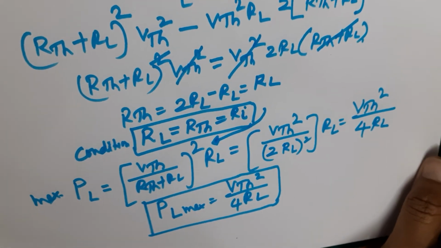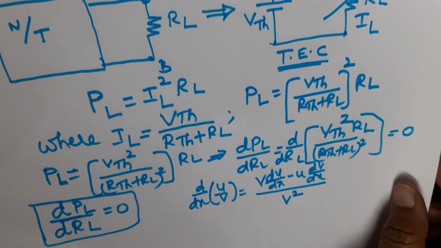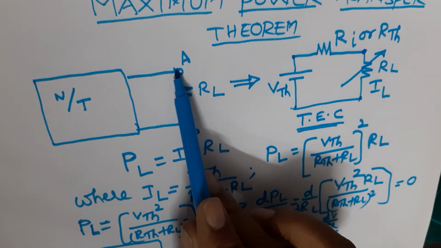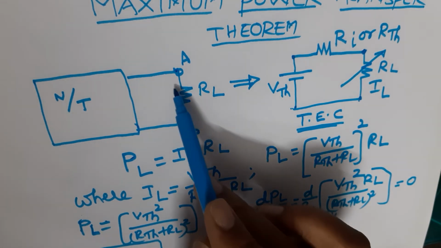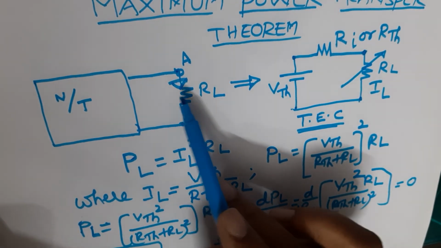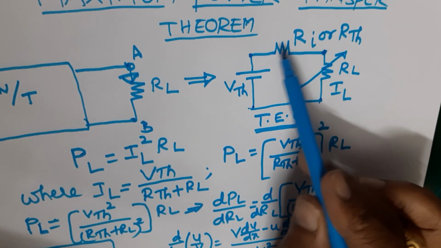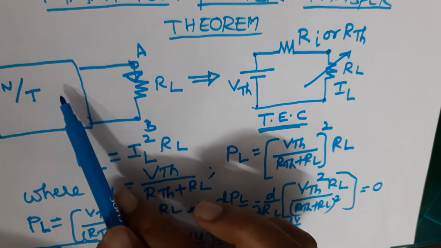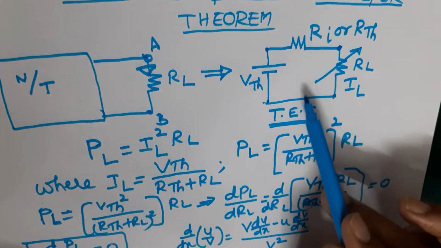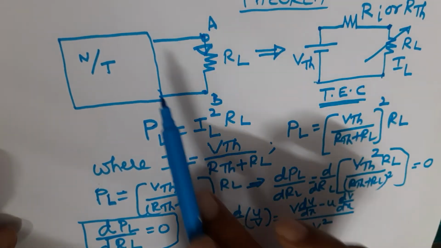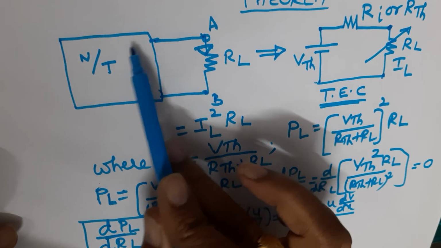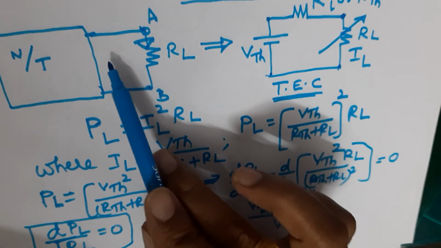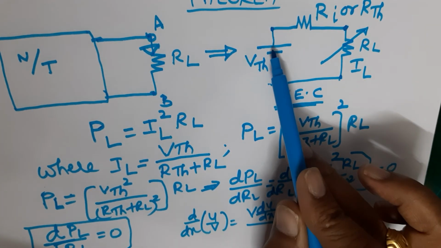Once again, I am just concluding. The maximum power transfer theorem states that the load resistance will receive the maximum power whenever the load resistance is equal to the internal resistance of the given network. How do we know the internal resistance? We have to simplify the network into its Thevenin's equivalent circuit. The important point is that we should not use the value of voltage within the network. We have to use the voltage only after converting the given circuit into Thevenin's equivalent circuit.